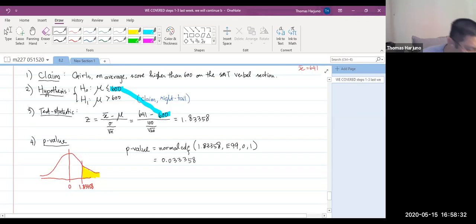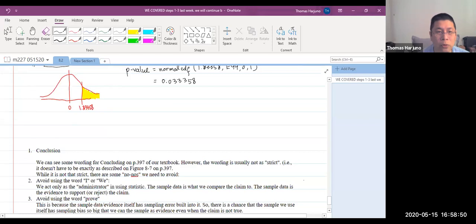I get 0.033358. Am I right? Okay, that's the p-value. So what can I say in step 5? In formal conclusion.